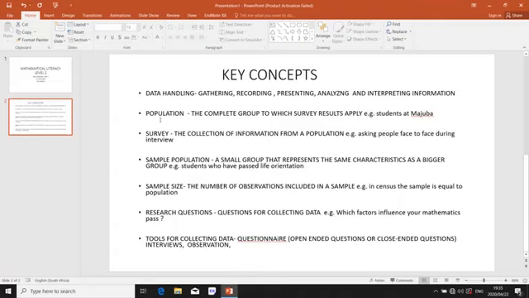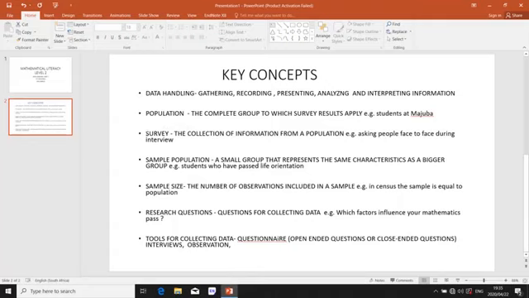The second concept is population. What does the word population mean? It is the complete group to which survey results apply. For instance, we want to find how many students are at Majuba. That is because we will be using the Majuba students. These Majuba students are the population that we are going to use.